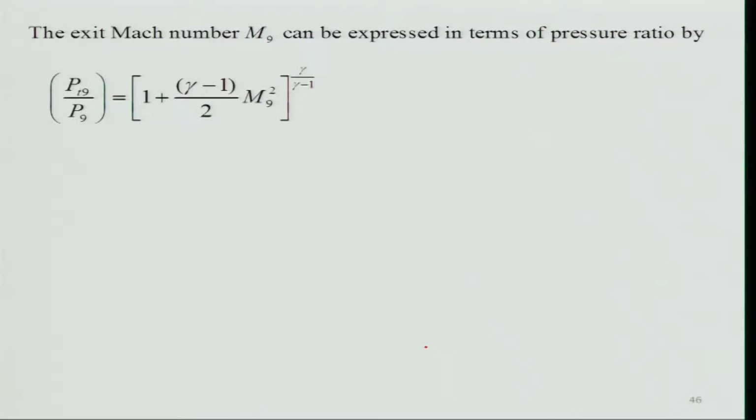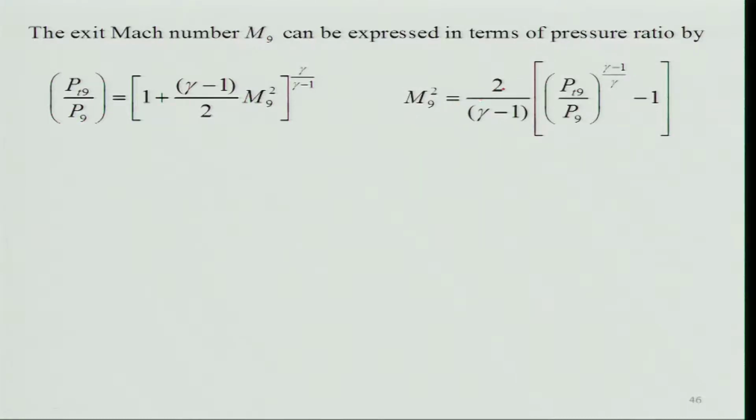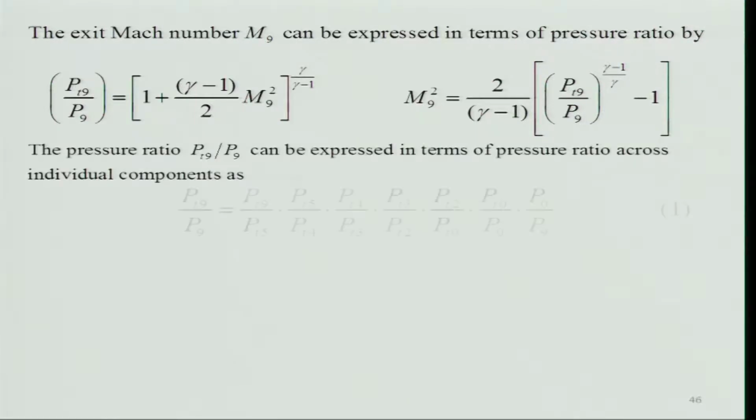PT9 by P9 can be expressed for isentropic flow in terms of the exit Mach number. If I rewrite it, M9 squared is equal to 2 by gamma minus 1 times PT9 by P9 to the power of gamma minus 1 by gamma, minus 1. So we will be looking at this PT9 by P9 and at the various pressure ratios.